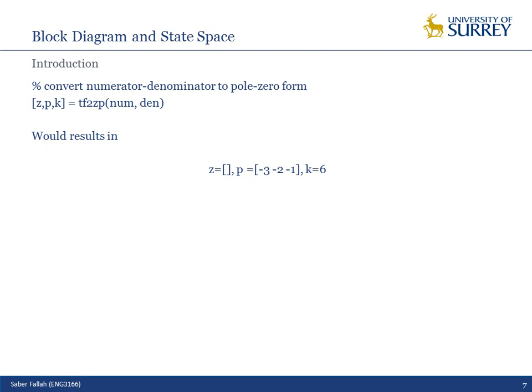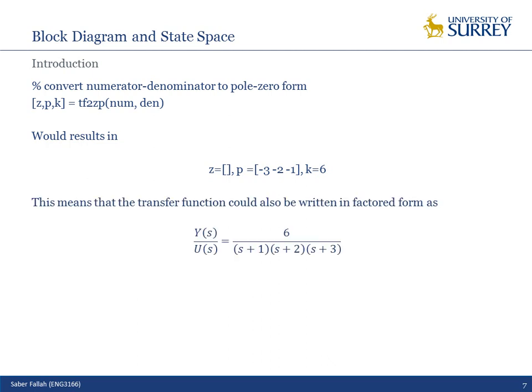Okay, any question? Yes? What does this one mean? SS is abbreviated for state space. TF is abbreviated for the transfer function. Okay. So, in the fraction factorized format, Ys over Us will be 6 over (s plus 1)(s plus 2)(s plus 3).